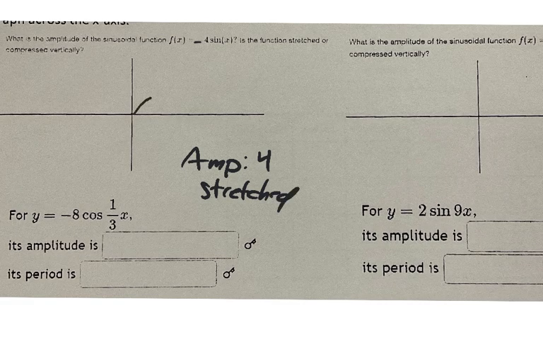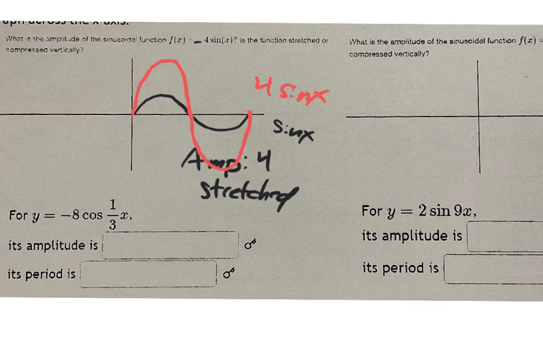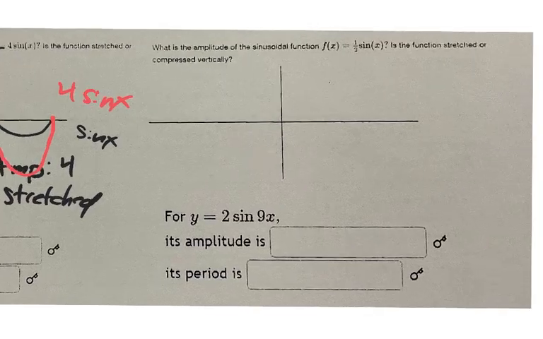So again, if this is what a sine wave looks like, if this was sine of x, then this would be what 4 sine of x looks like. The highs get higher, the lows get lower. Stretched. Now let's look at the one beside it. What would be the amplitude of 1/2, or is that 1/3?